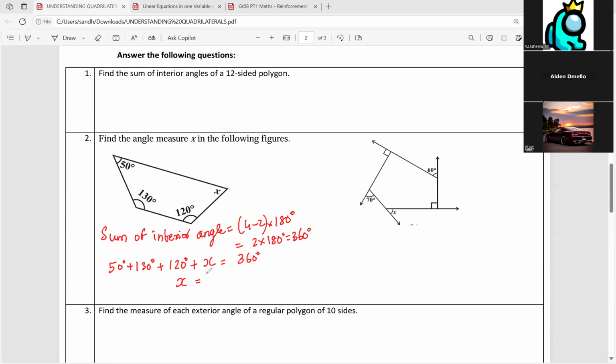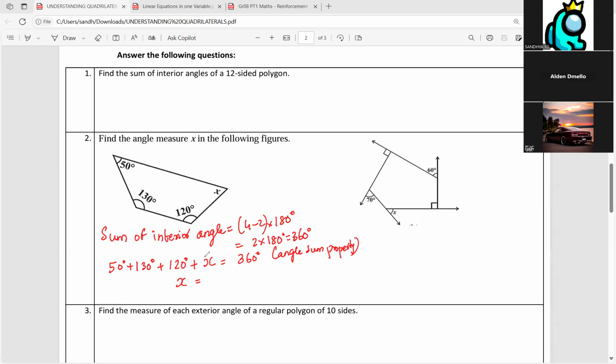Ma'am, is there a property for this? Sorry? Is there a property for angle sum? Yes, ma'am. That's it, I just wanted to ask. Angle sum property. That is when I add all the angles. Angle sum property done, ma'am.